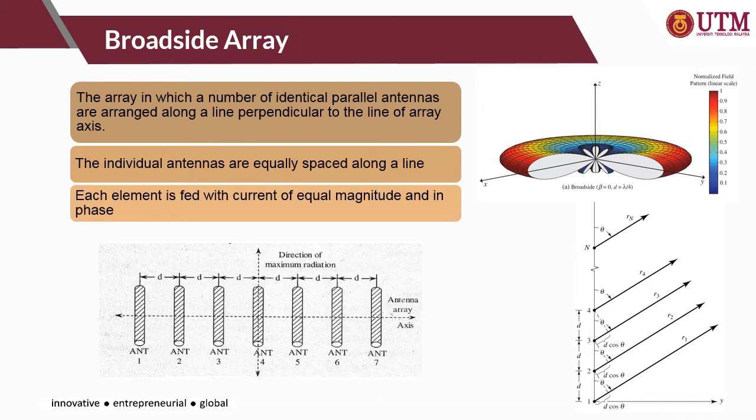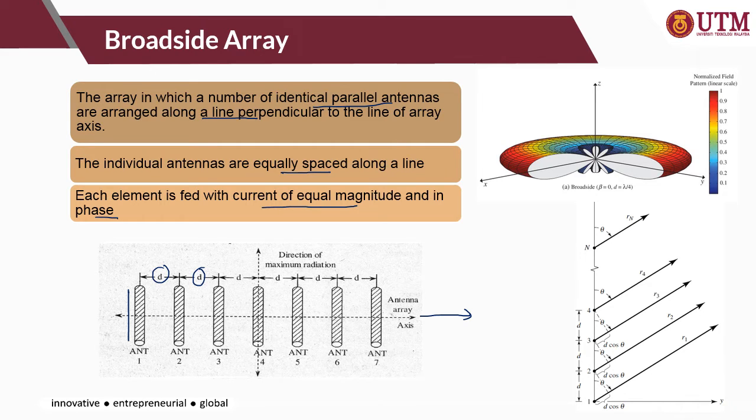Right, the broadside array antenna consists of a number of identical parallel antennas arranged along a line, which are perpendicular to the line of the array axis. For example, the array axis is here, so the antennas are oriented perpendicular to the array axis, and the antennas are equally spaced, separated by the same distance d across all elements, and each element is fed with current of equal magnitude and in phase.